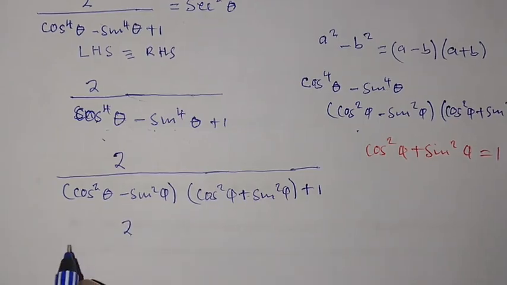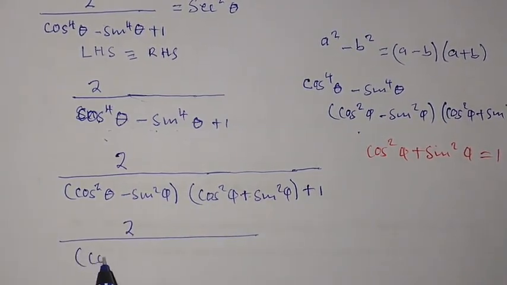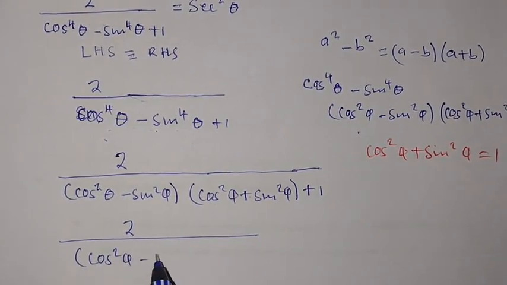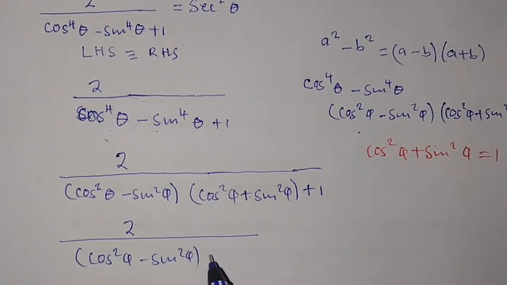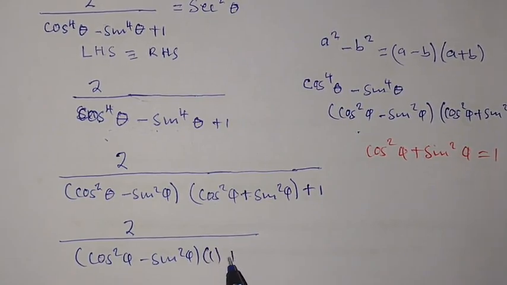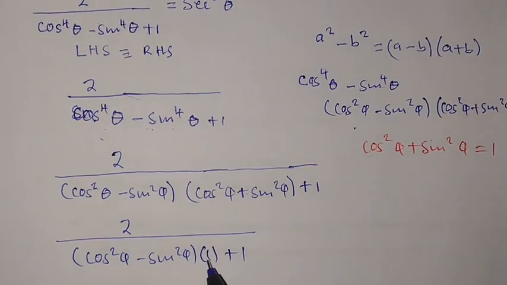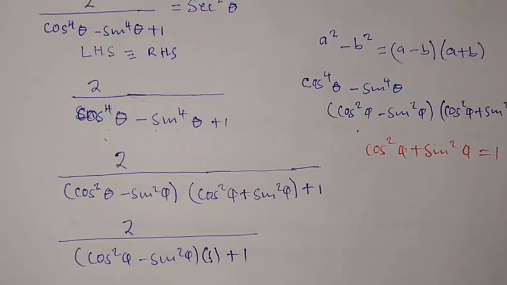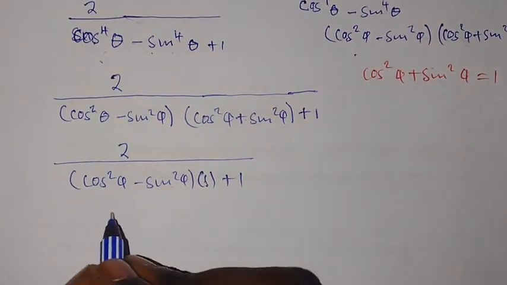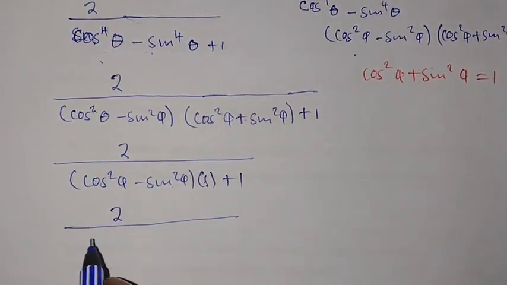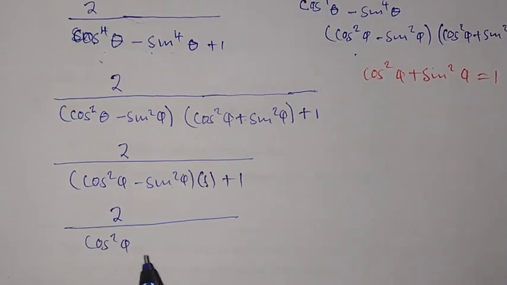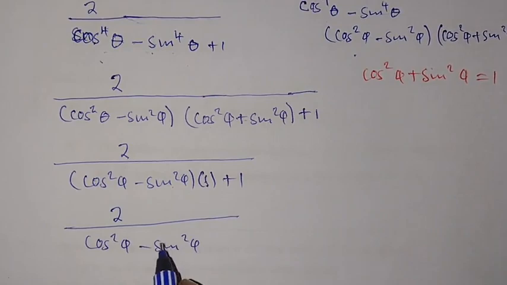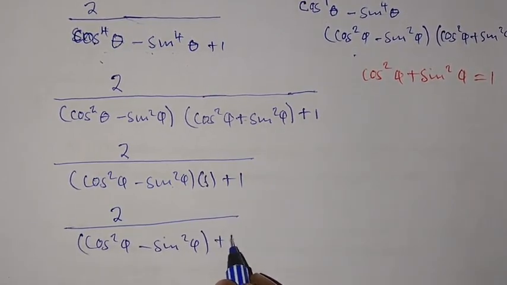So we are going to write 2, then cos squared theta minus sine squared theta. So this is a 1, then plus a 1. This one will multiply this, and you get cos squared theta minus sine squared theta plus 1, because this 1 has multiplied with everything inside the brackets. So this is what we are going to have: 2 over cos squared theta minus sine squared theta in brackets, then plus 1.